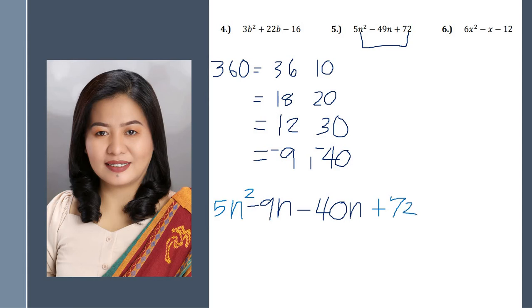So the next step will be to group. It's a minus sign inside, so this will become minus. Okay, so the common factor of the first term is n, and we have 5n minus 9.